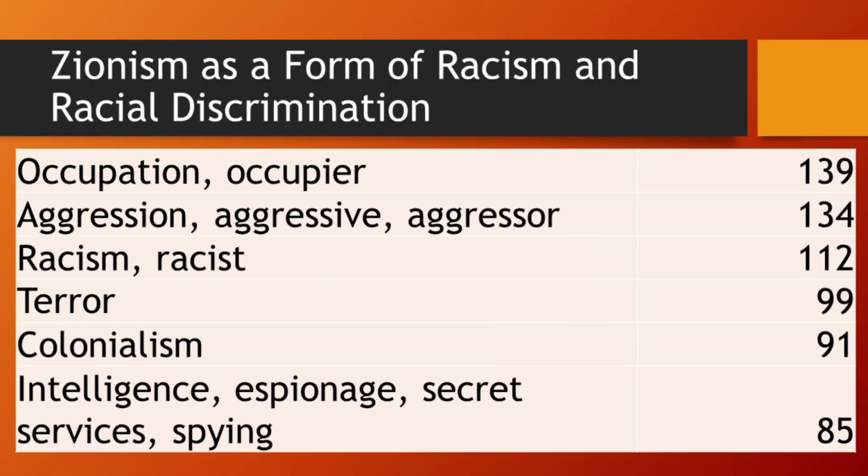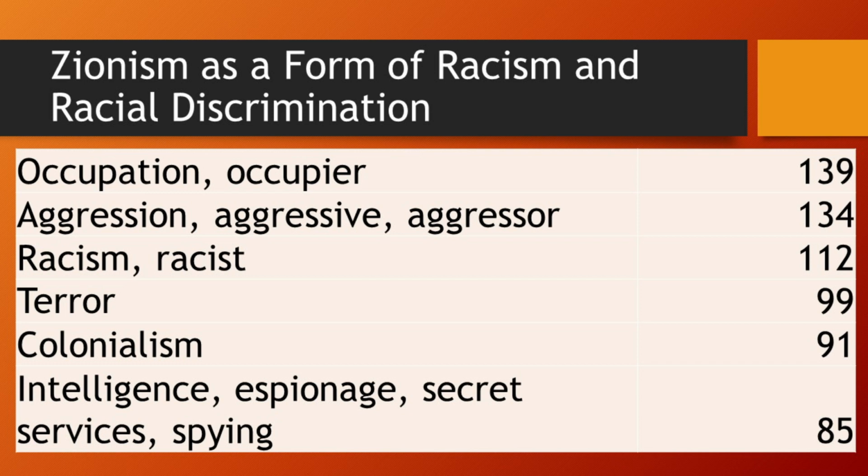So here, for example, is a book titled Zionism as a Form of Racism and Racial Discrimination. These are not huge books, these are pamphlet-sized books, maybe 120 pages or something like that. The term occupation and occupier appears 139 times. Aggression, variations on aggression, 134 times. Racism, racist, 112 times. Terror, 99. Colonialism, 91. The last line is interesting. Variations on intelligence services, espionage, secret services, spying, 85 times.